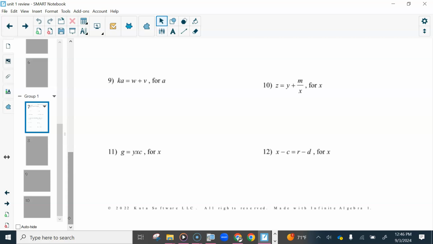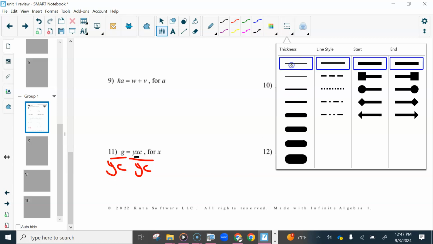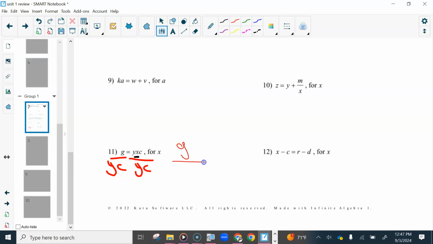Alright, so on the back, number 11, we are solving this for x, trying to get x by itself. We have to get rid of y and c. Think about what y and x and c are all doing to each other. If they're next to one another, what operation is that? Multiplying. So to get rid of y and c, we're going to divide all at the same time, y and c on both sides. So g over yc equals x.